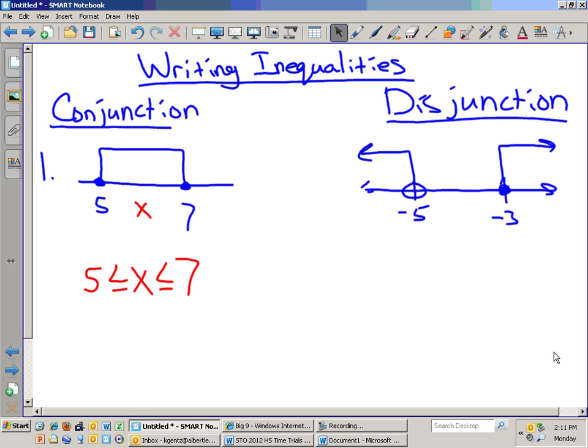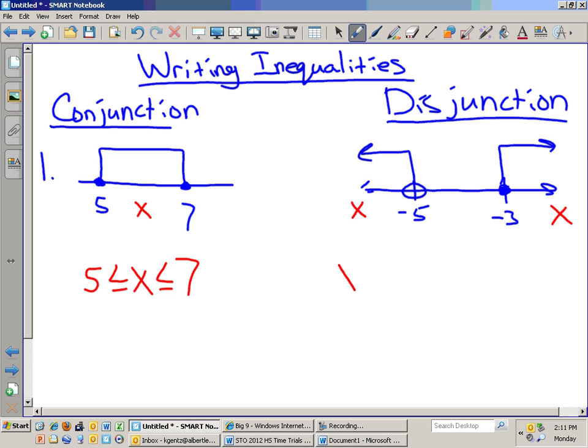Okay, so this is a disjunction. And my question, Kristen, was this. Can you give me an example of a number that works here? Positive 4 does. Negative 6 does. But negative 4 does not work. It has to satisfy one of these pieces, and it does not. Negative 4 is not to the left of negative 5. It is not to the right of negative 3.